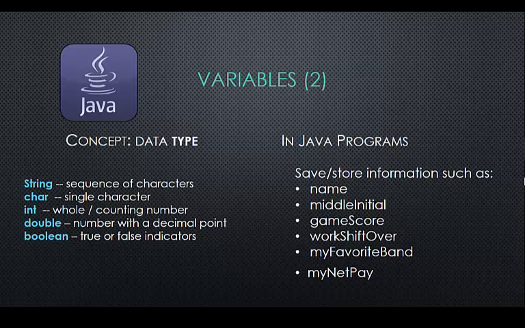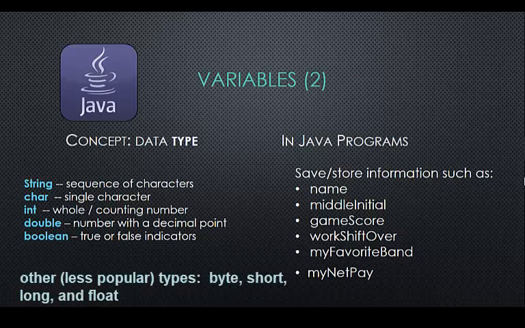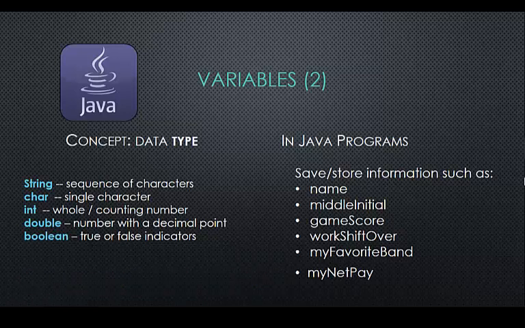Note that Java has a few other types that are not as popular but come in handy under special circumstances. They are special types of integers like byte, short, and long, and another kind of decimal number called a float. For beginning programmers, the 5 we have listed will cover all of our needs.